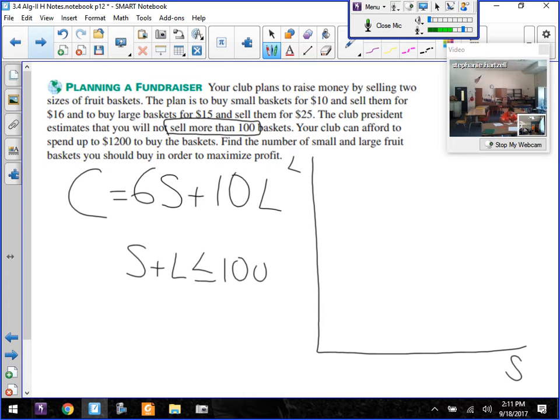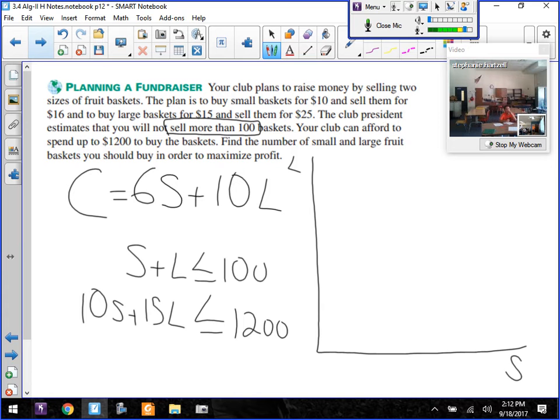And then lastly, it talks about cost. How much money can you spend? Can I spend more than that? Can I spend $1,200? Yes. Can I spend less than that? Yeah. So I'm going to spend up to and including $1,200. How much money do I spend per small basket? 10. How much per large? 15. So I have $10 per small plus 15 per large. What's happening here is that I'm using the information in the problem, how many you're going to sell up to and how much money you have, and piecing out the information in that word problem to get me there. All right?